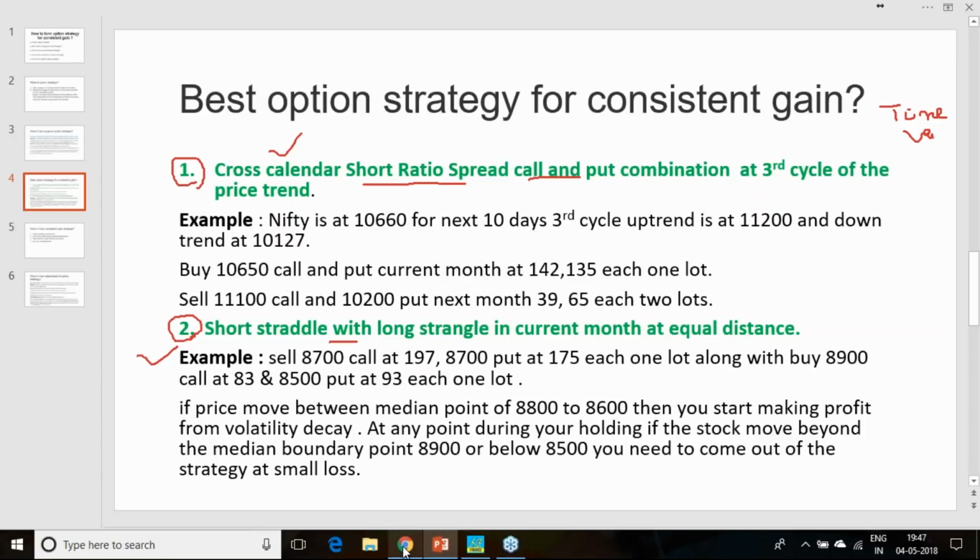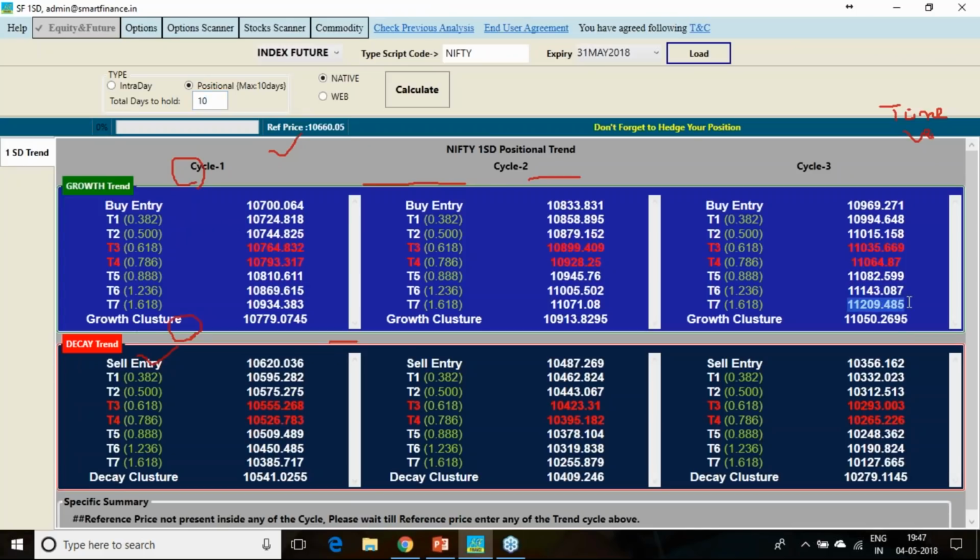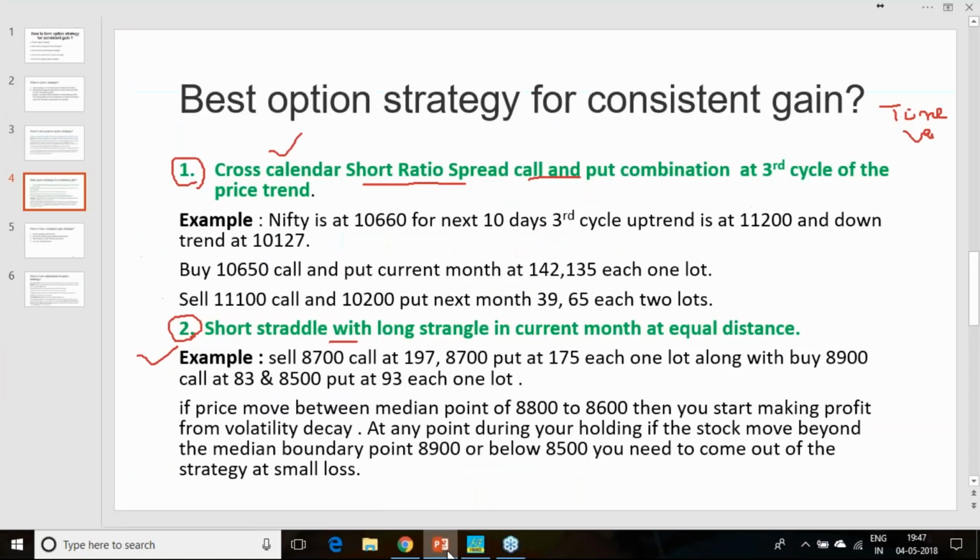Third cycle uptrend and third cycle downtrend. So third cycle uptrend 11,200, here 11,127. Slightly I can go for the nearest. Do not go to the boundary. Little bit you can backtrack yourself. You choose the strikes. If it is going to 11,200, you choose the strike 11,100. If it goes to 10,127, choose the strike of 10,200.